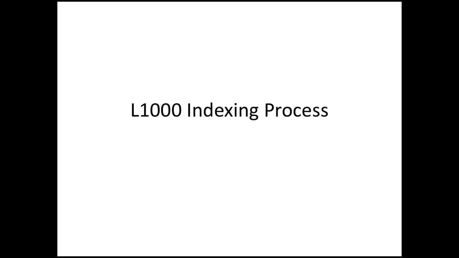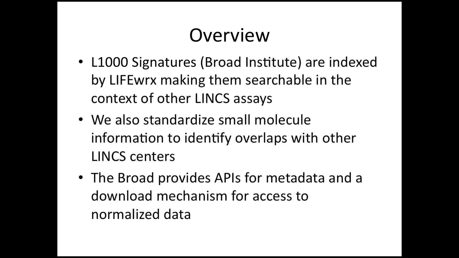So this process is about how we are processing data and making it searchable through the Life system. I'll just give an overview of what Life is. Life is a search tool where you can search different assays that are generated from LINCS centers. There are LINCS centers not just from Broad, but also Harvard and Yale and other people who are generating data. So Life is a search tool where you can search data from various LINCS centers.